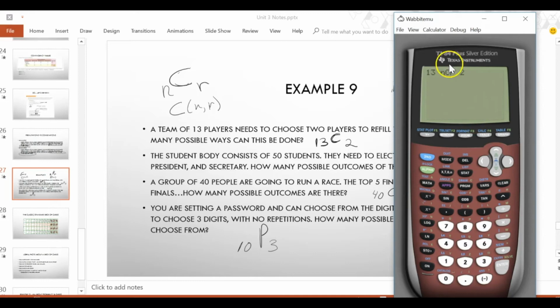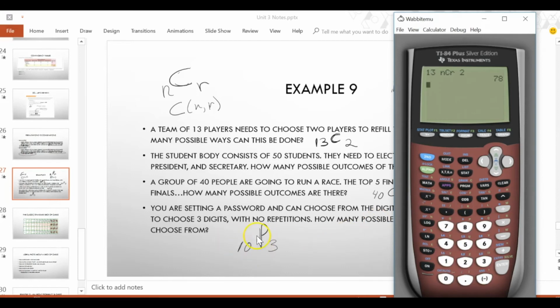So I would click that. Make sure you don't press any other ones. And then press enter. So that signifies to me that there is 78 different combinations possible with that given scenario. So 13 players and choosing 2 to refill the water. There's 78 different possible outcomes there.